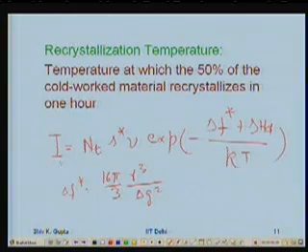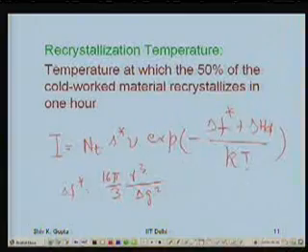If I have to keep this constant, and this has become smaller, then this should also become smaller. So this is the temperature. I'm maintaining a constant, that's it. So the recrystallization temperature would become lower if I do more cold working. Recrystallization temperature would be higher if I do less cold working. Is it clear? Let's see all the other parameters which affect these parameters here. We'll come back to this expression.